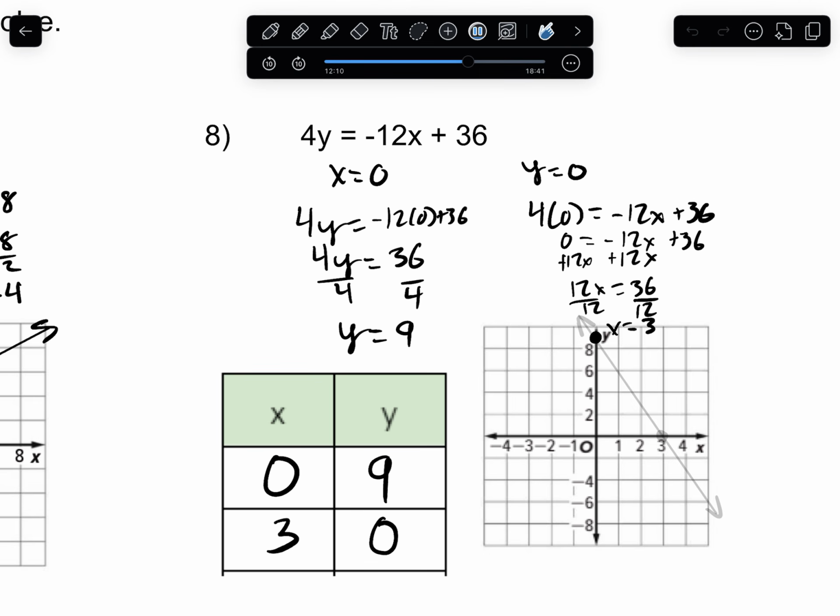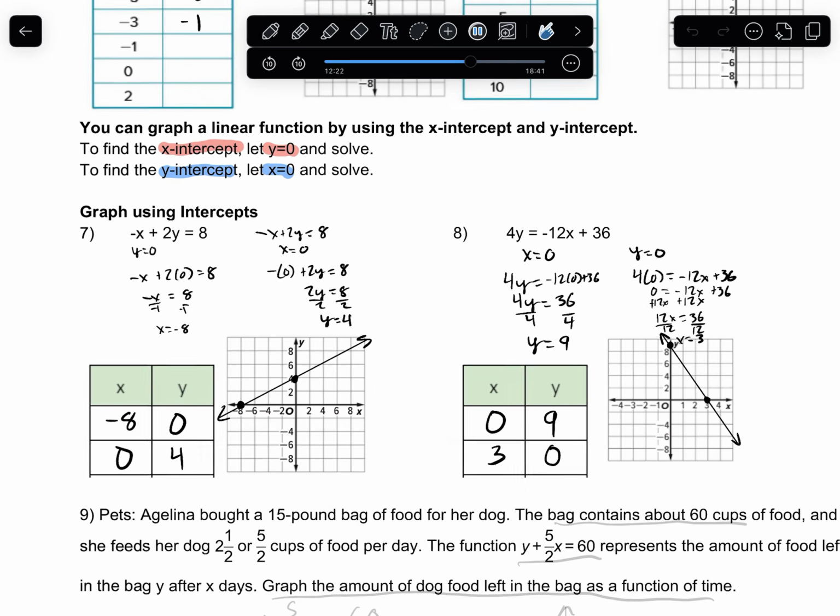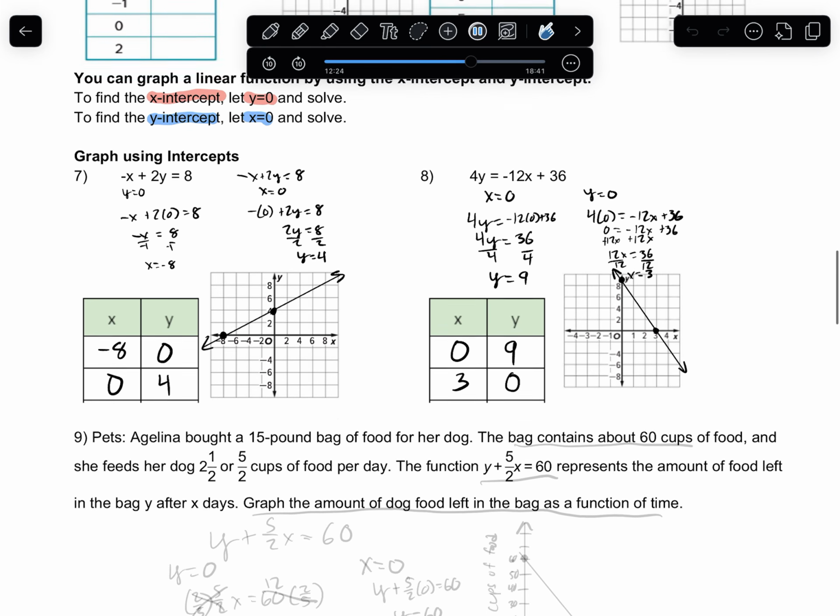And then I can plot that point. So 3, 0. And then I can graph. And that's probably the best I can do for graphing. All right.